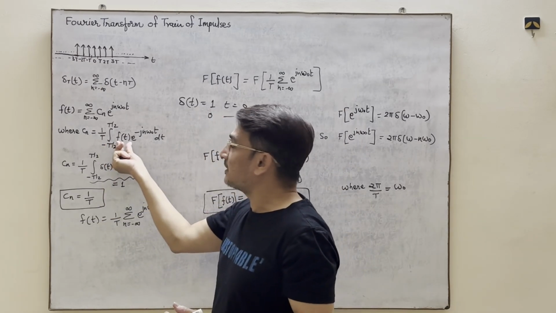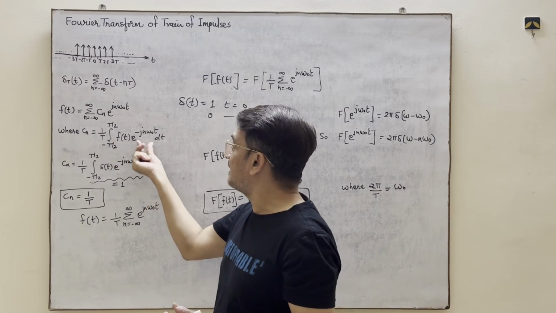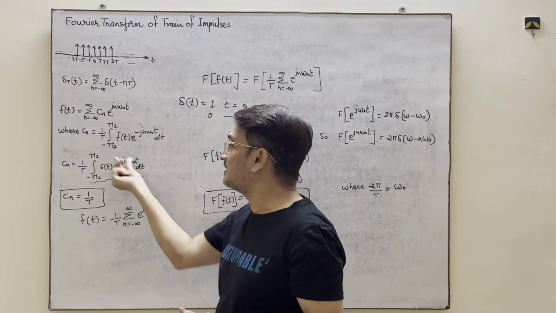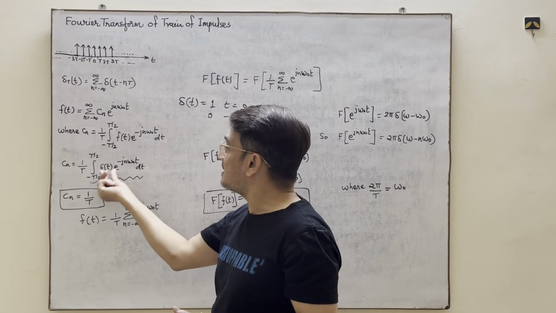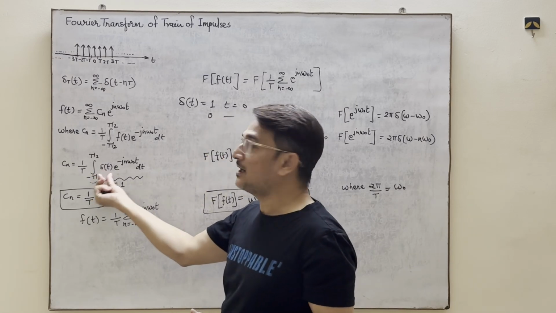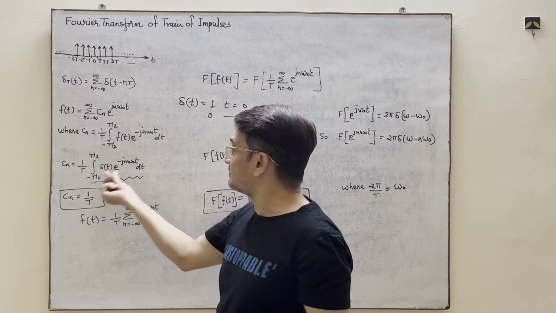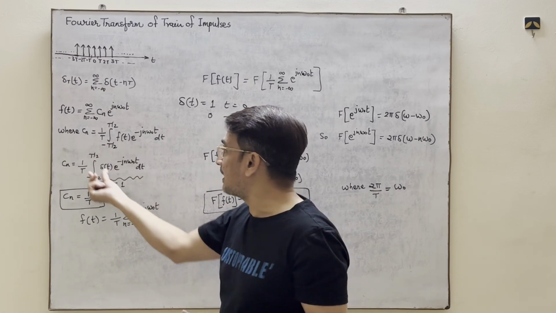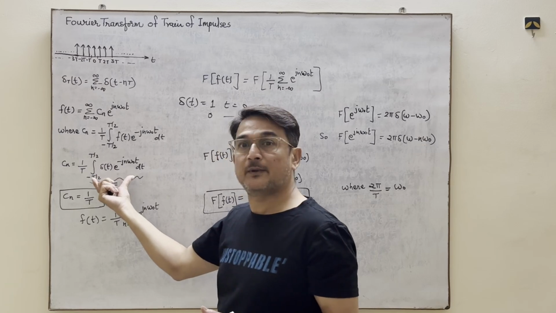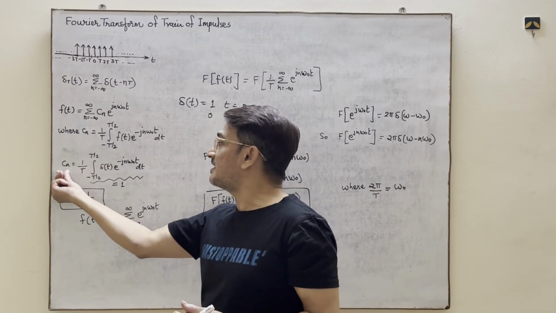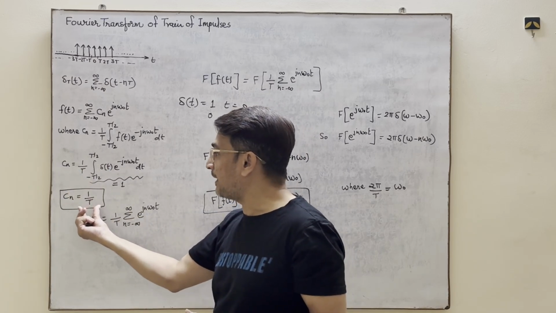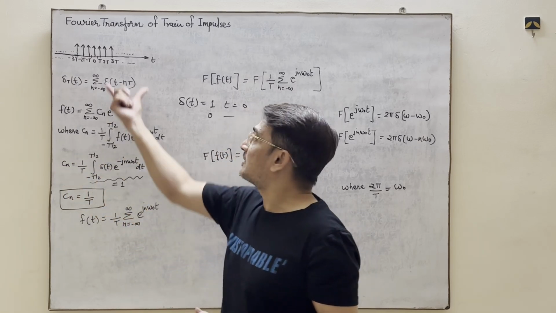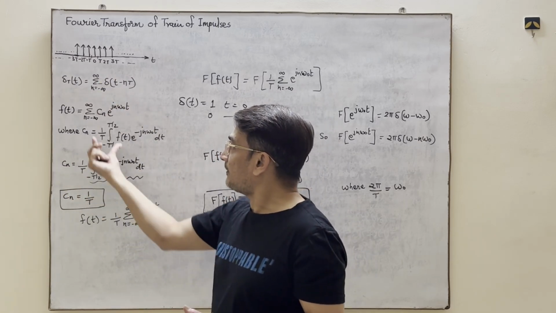So you will put f(t) equal to delta(t) and e to the power minus j n omega naught t. Within this, delta(t) gives you the value as 1 and it is at t is equal to 0. So if you put t is equal to 0, e to the power 0 will become 1. So overall this integration will become 1. So Cn will be nothing but 1 by T. This way we can calculate the value of Cn for this particular function.